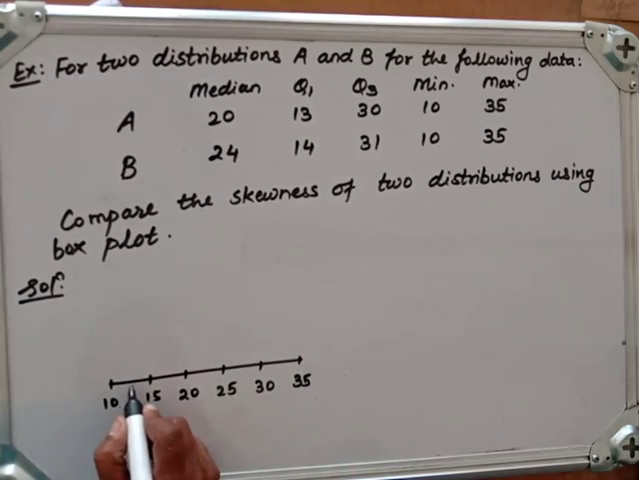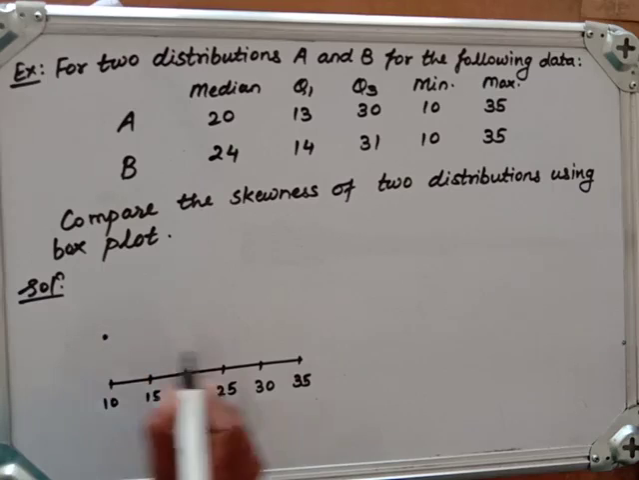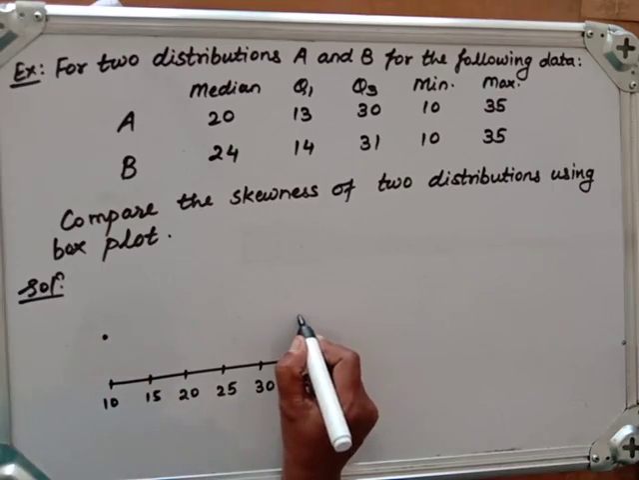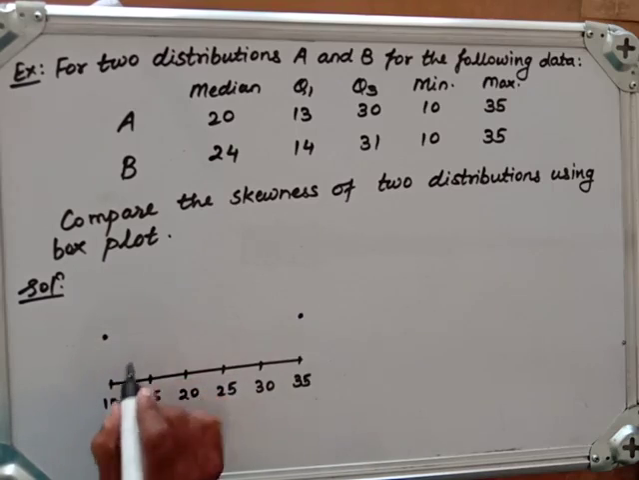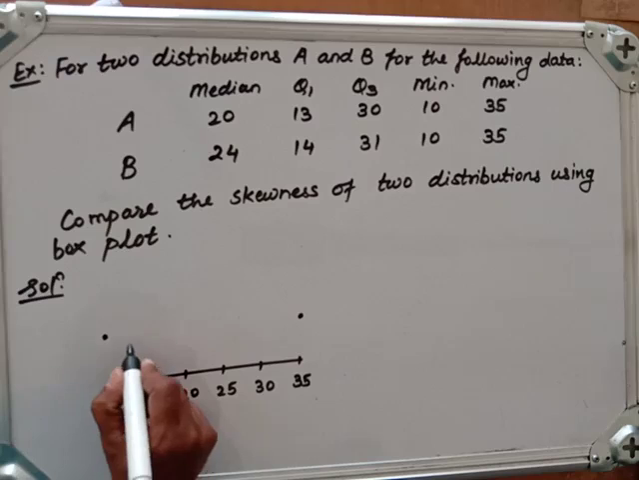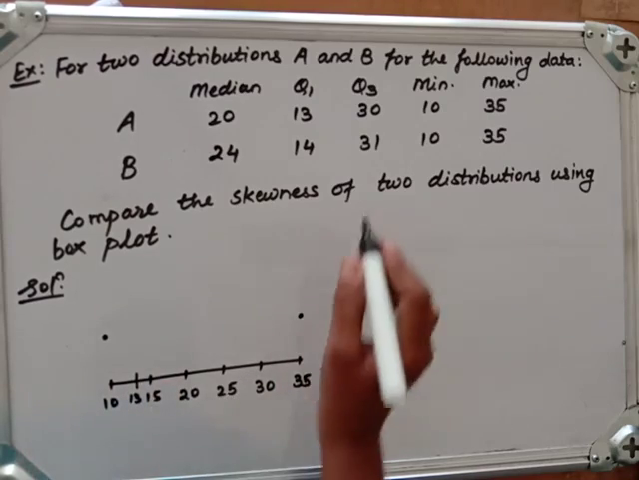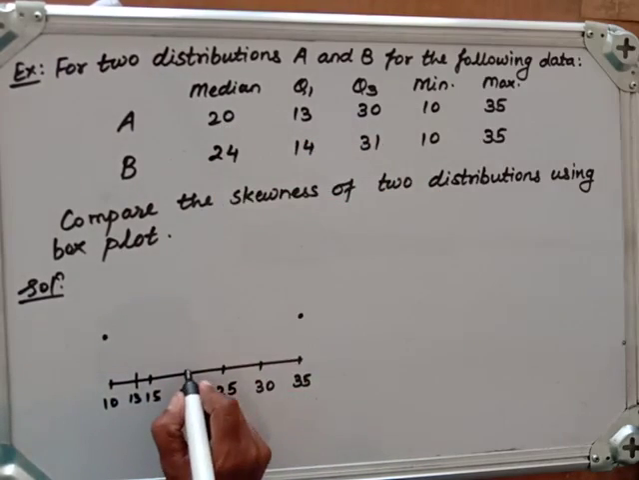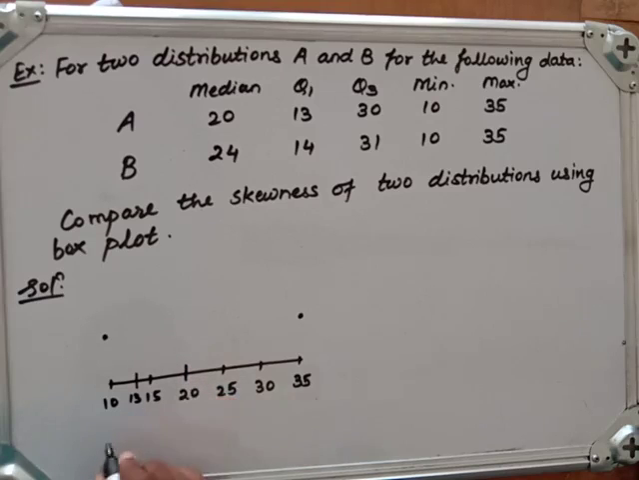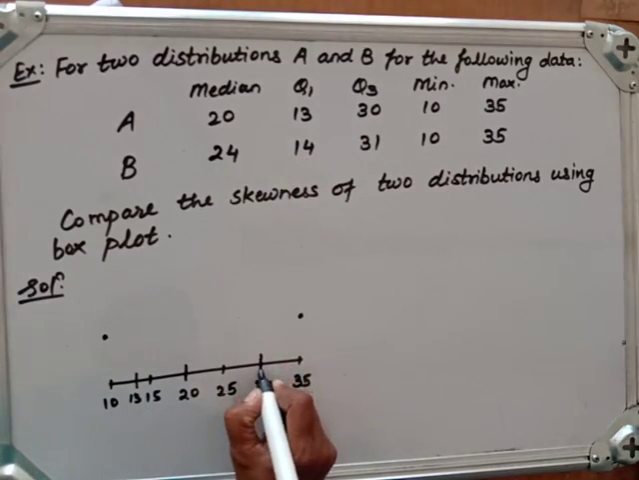Okay. So 10 is the minimum. Let me take a point here. Here it is the maximum. Now what is the other? Q1 is 13, so it will be somewhere here. Now the median is 20, this is the median here. Fine. Now the next one, Q3 is 30. So this one is with us.